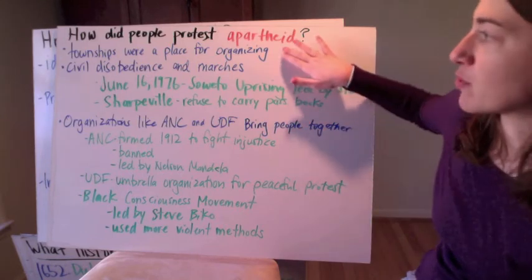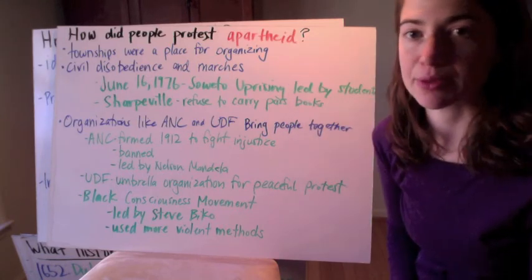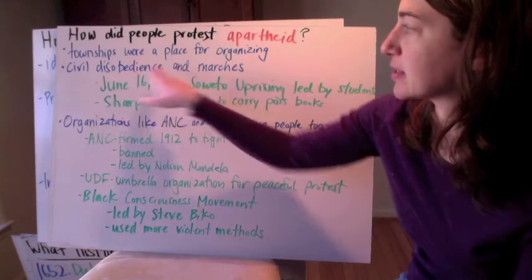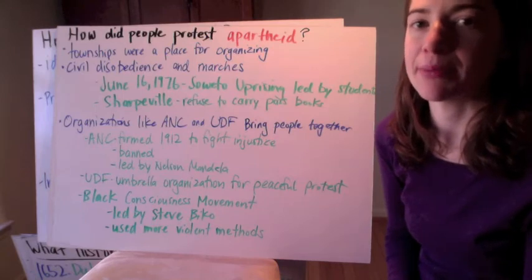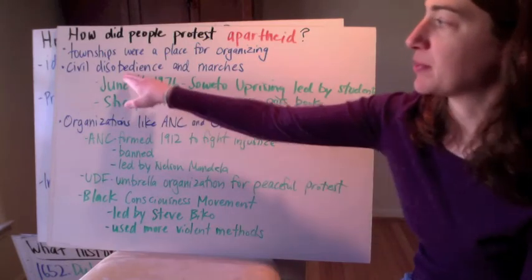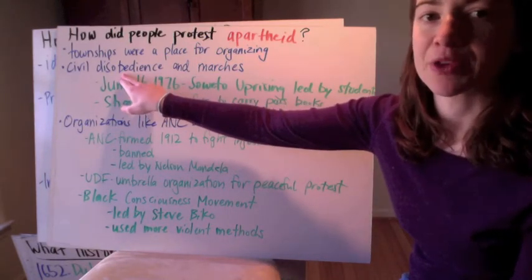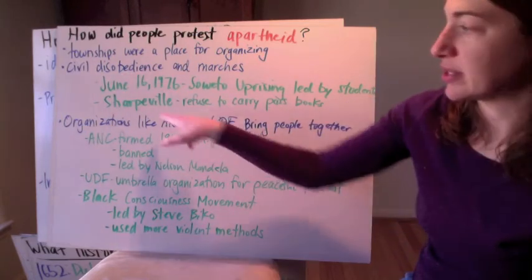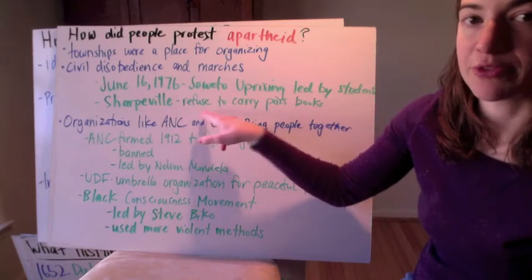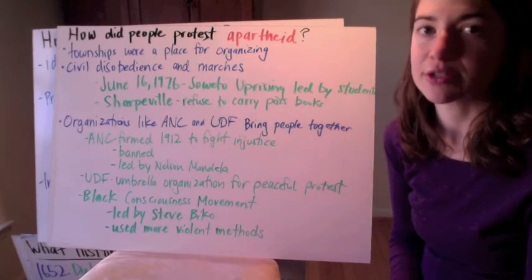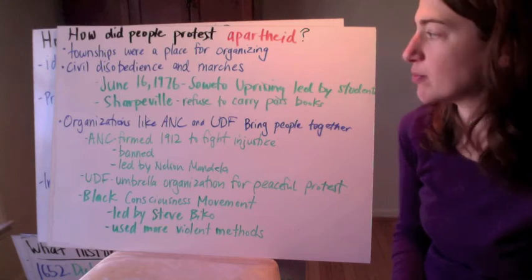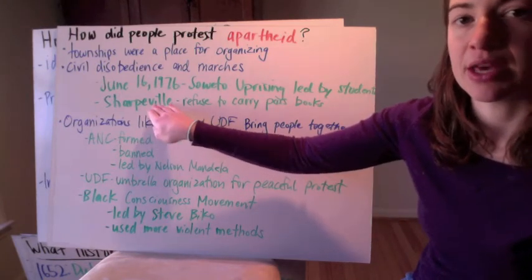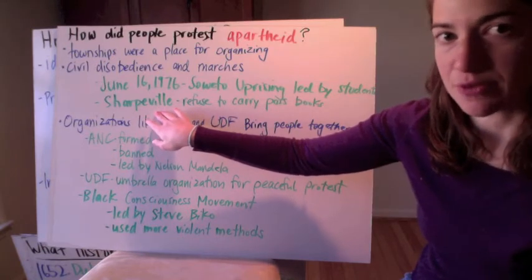But those were a great place for organizing, and a lot of the great ideas came from those townships and meetings that happened there. So civil disobedience and marches were probably the most prominent way to protest. Civil disobedience simply means you're not doing anything violent, but you're breaking the law. So one example was in Sharpeville, where people refused to carry their passbooks that they were required to carry if they moved outside of their homeland. So people refused to carry those. That's civil disobedience because they broke the law, but in a peaceful way.